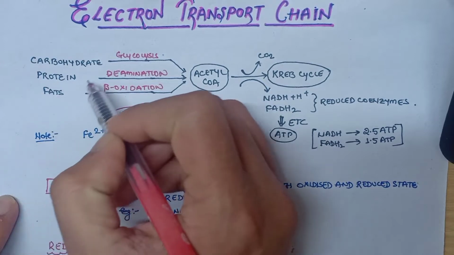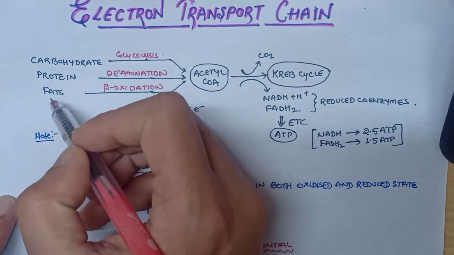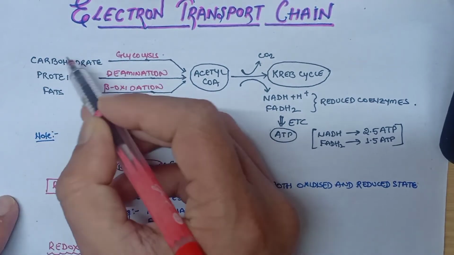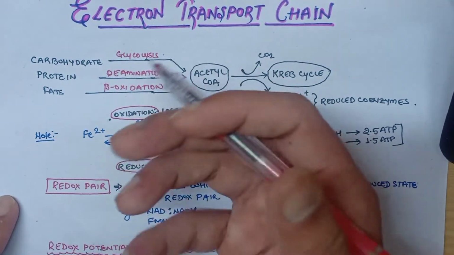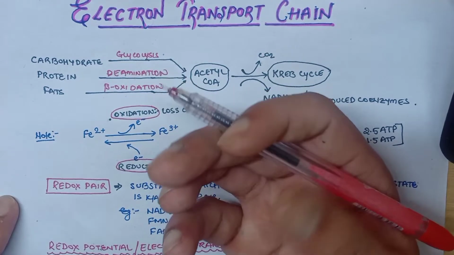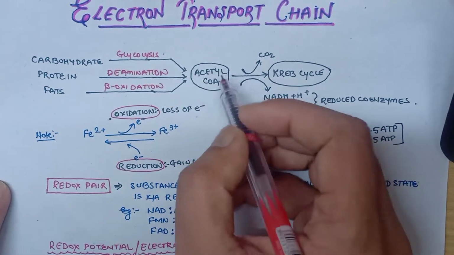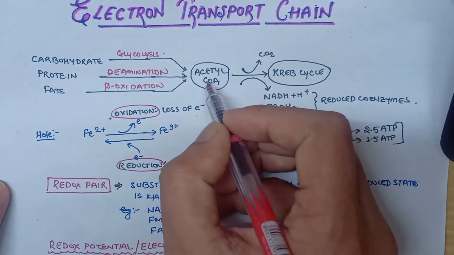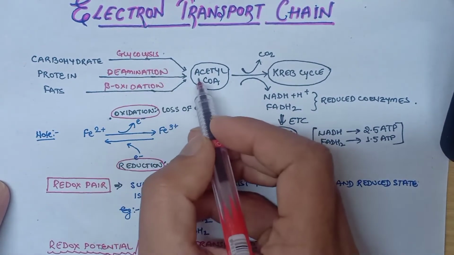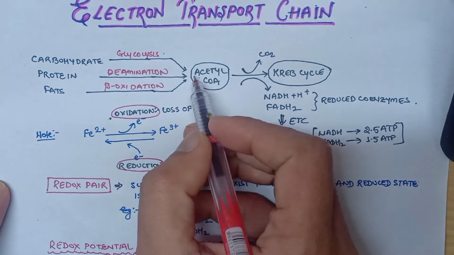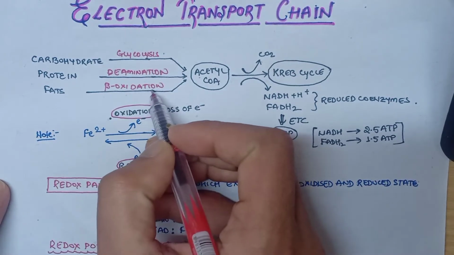In biological oxidation, there is oxidation of foodstuff, where carbohydrates, proteins and fats, which are complex macromolecules, get converted into simple micromolecules, that is monosaccharides, amino acids and fatty acids, and they will undergo metabolism to give acetyl coenzyme A. So acetyl coenzyme A can be formed from glucose by undergoing glycolysis. Similarly, acetyl coenzyme A can be produced from protein by deamination and from fats by beta oxidation.